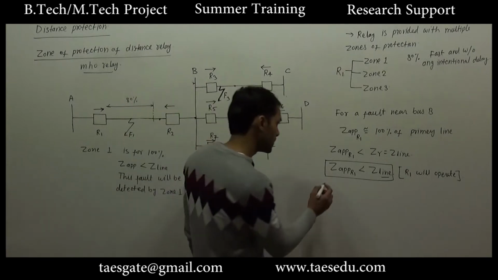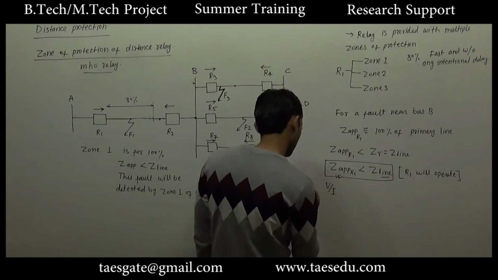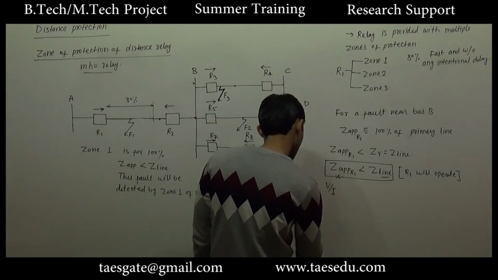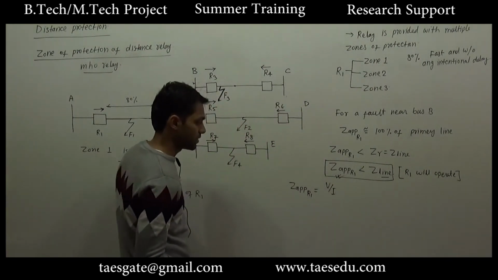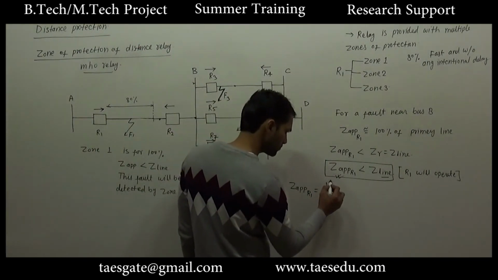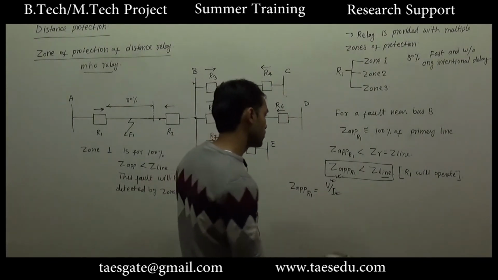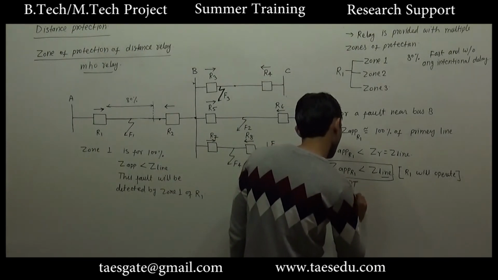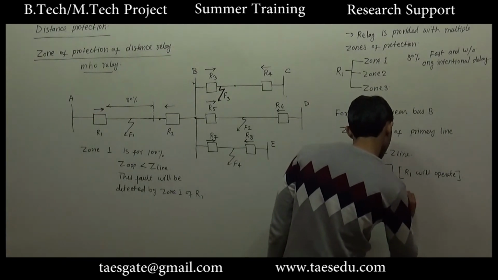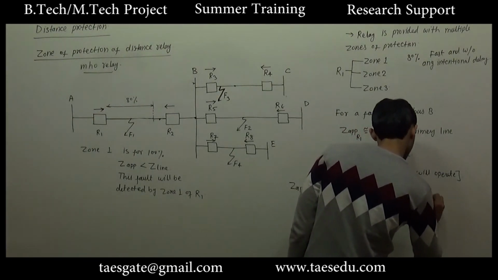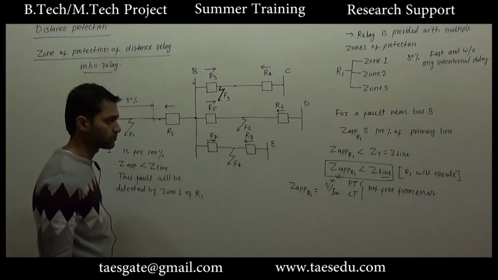In case of relay, this will be measured by V divided by I. Z apparent as seen by relay 1 will be operated. This will be calculated by the reading of potential transformer and the reading of current transformer, and both potential transformer and current transformer are not free from errors. There will be some error in the reading of potential and current transformer.